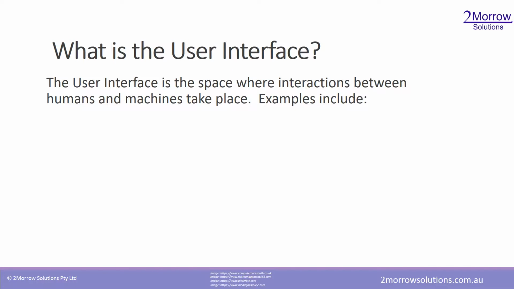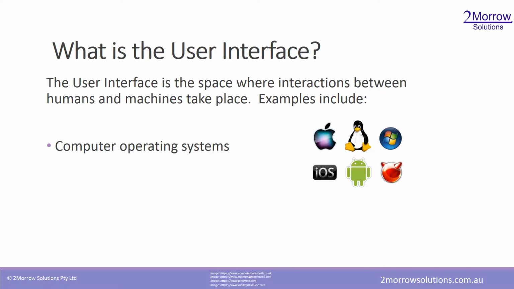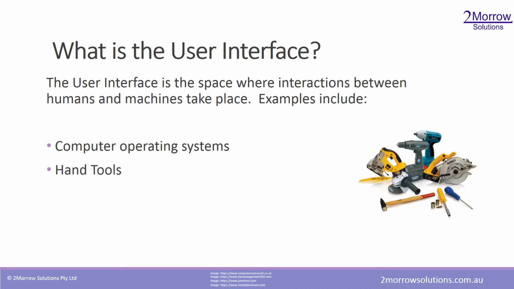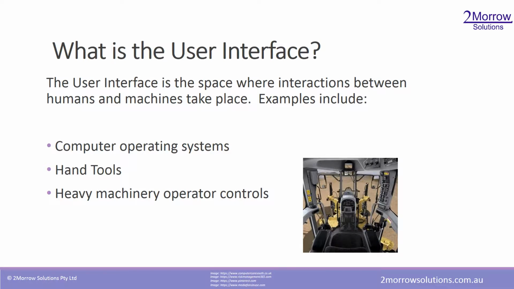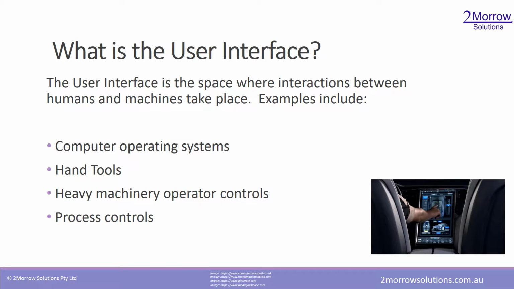The user interface is the space where interactions between humans and machines take place. Examples of user interfaces include the interactive aspects of computer operating systems, hand tools, heavy machinery operator controls, process controls. An effective user interface is designed in such a way that makes it easy, efficient, and user-friendly to operate a machine in the way that it was intended. In general, this means that the operator needs to provide minimal effort to operate the machine through the user interface.